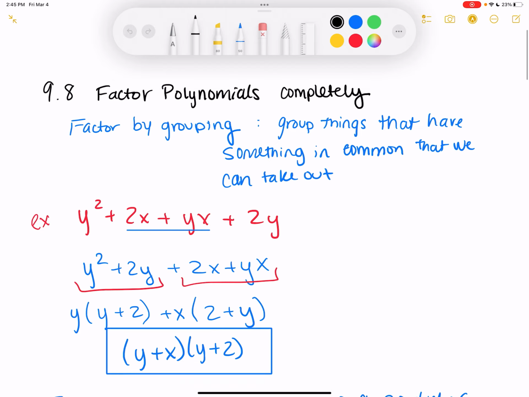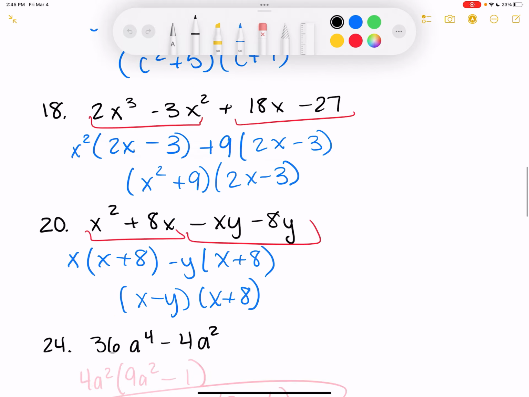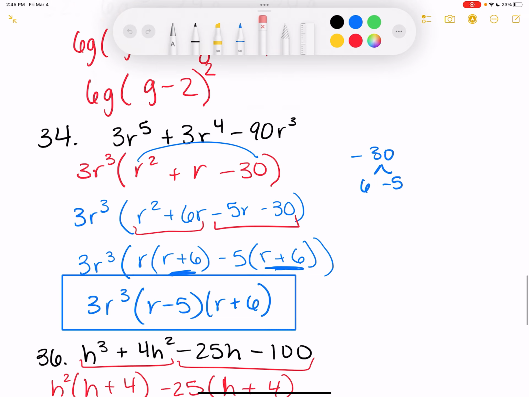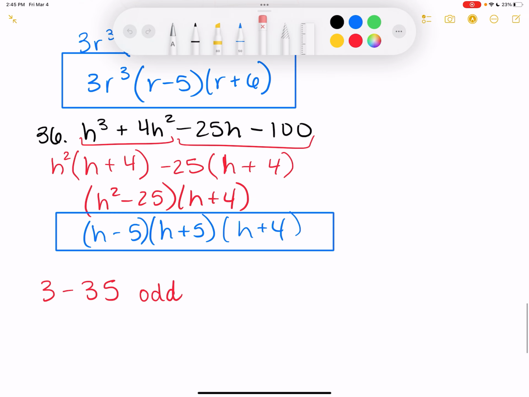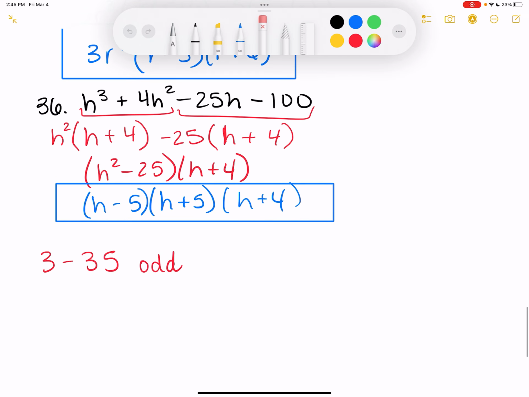Okay, so today the only thing that we're doing that is different from what we were doing the other day is that now it says to solve the equation. So you have to factor and then solve.